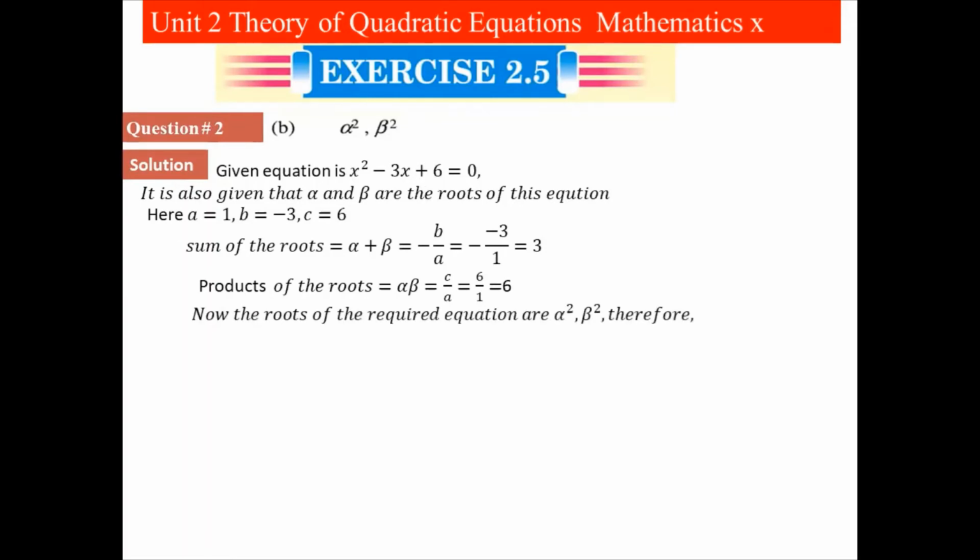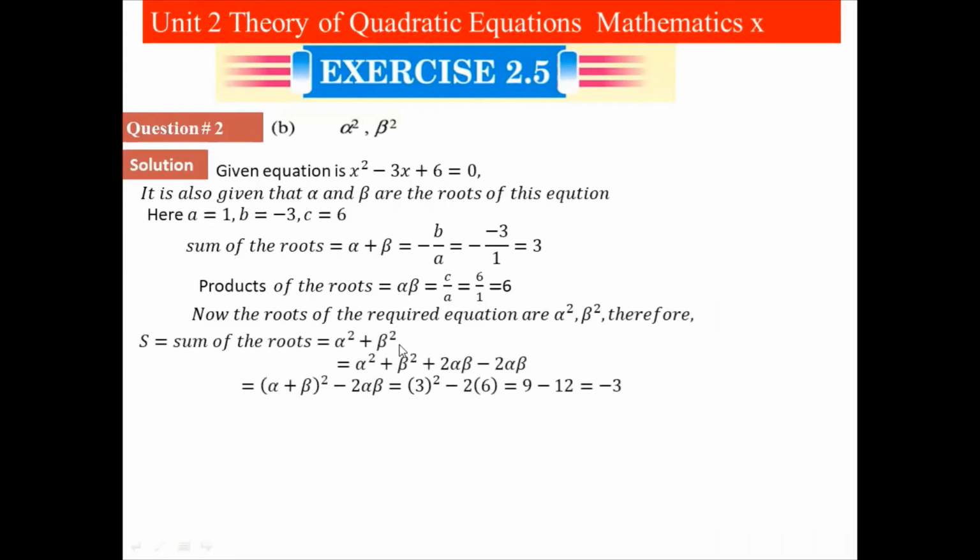Now the roots of the required equation are alpha square and beta square. Therefore the sum of the roots is equal to alpha square plus beta square. So now we have to use alpha plus beta and alpha multiplied with beta, the sum of the roots and the product of the roots. We can't use this directly, so for this we have to complete the square. We can complete the square here if we have plus 2 alpha beta. If we add this quantity, then we have to subtract this one. So adding 2 alpha beta and subtracting.